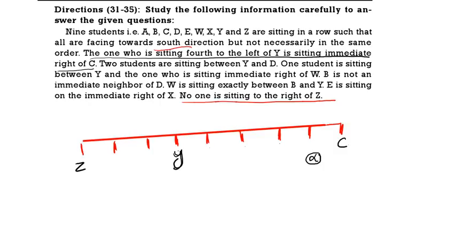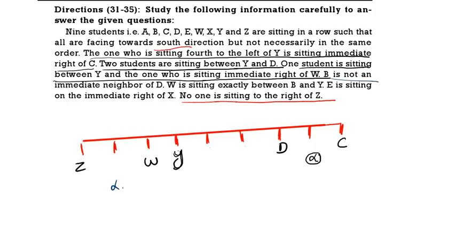Next, there are 2 students between Y and D. Between Y and D there are how many students? 2 students. One student is there between Y and the one who is to the immediate right of W. That means immediate left of W. So that one student is this person. We don't know the name.